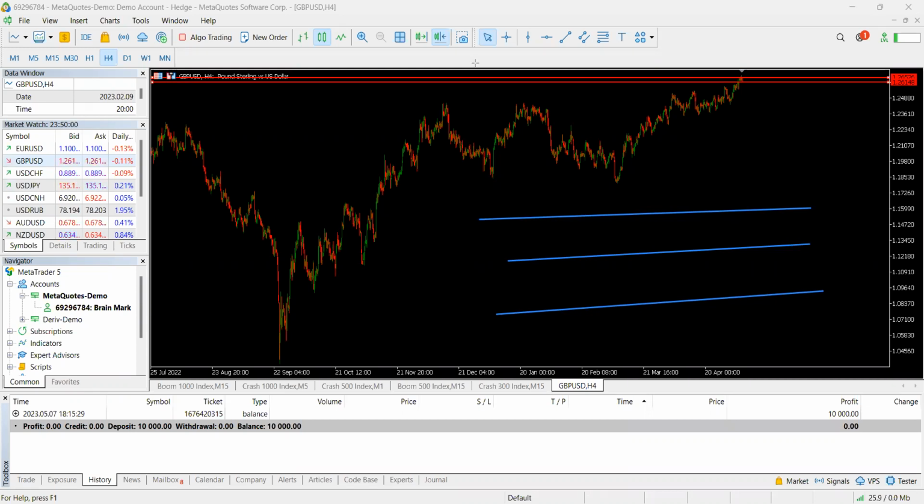Anything that holds something. What is resistance? Anything that rejects something. Okay, a bouncing area, and a holding area.